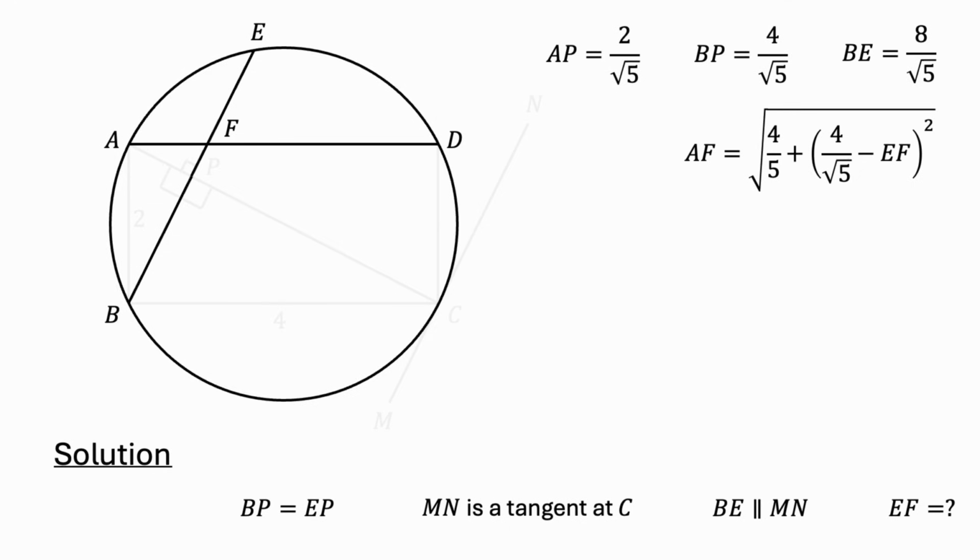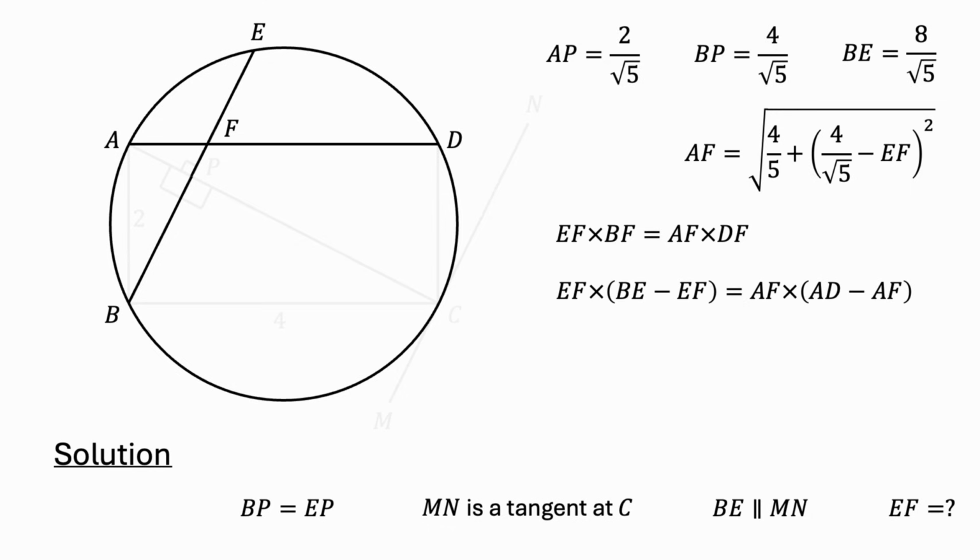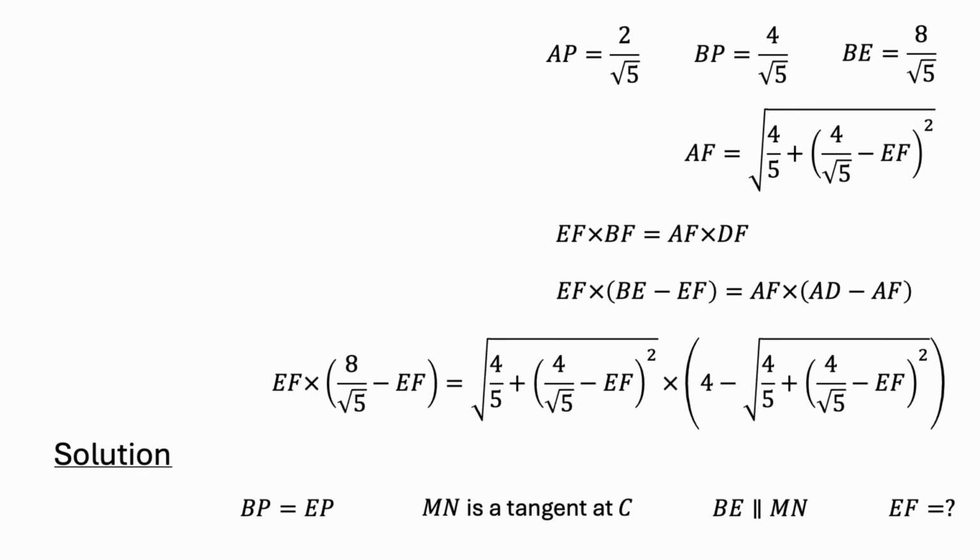Finally, consider the chords AD, BE, and the circle. Let's apply the intersecting chords theorem. Given two intersecting chords, the theorem tells us that A times B equals C times D. Applying the intersecting chords theorem, we obtain EF times BF equals AF times DF, or EF times (BE minus EF) equals AF times (AD minus AF). Substituting in the known lengths BE, AD, and AF, we obtain this lengthy expression.